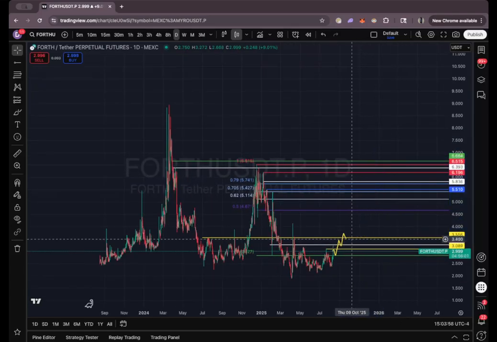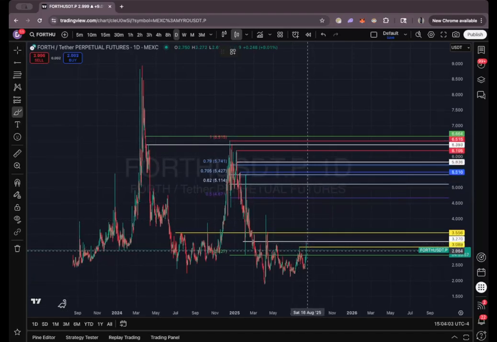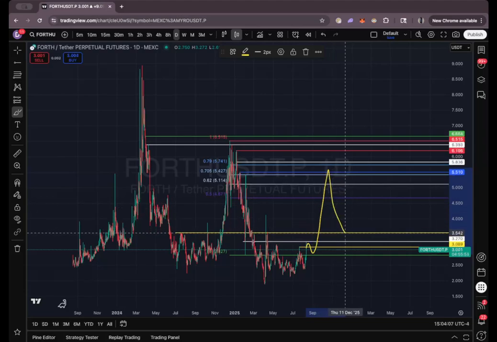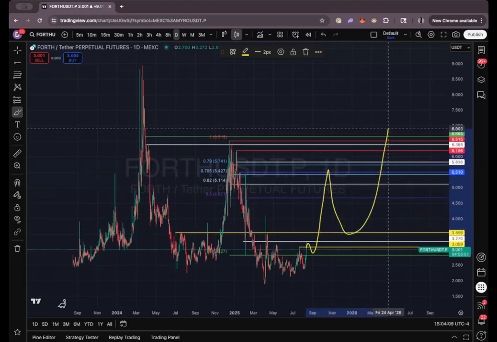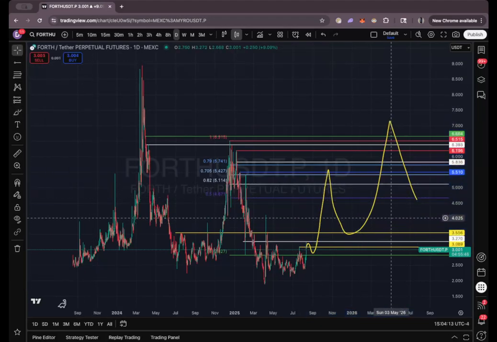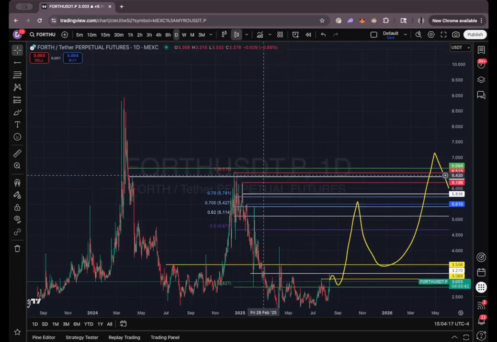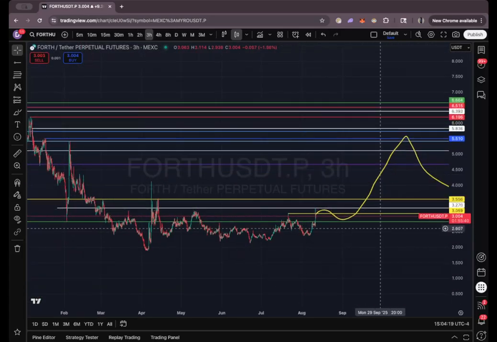So here, let me just go from here instead, right? So the draw would be 1, 2, and then 3, and then possible rejection from there. Overall, pretty good though. I like this. You could probably scalp this pretty nicely too, actually. So good find.